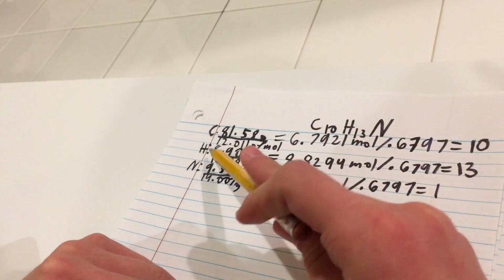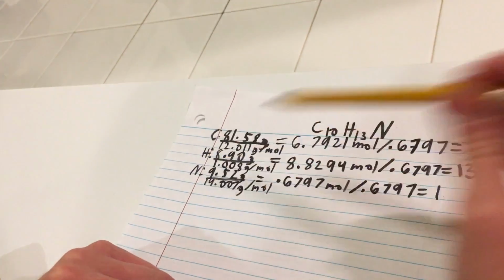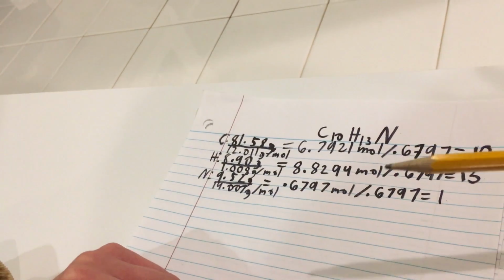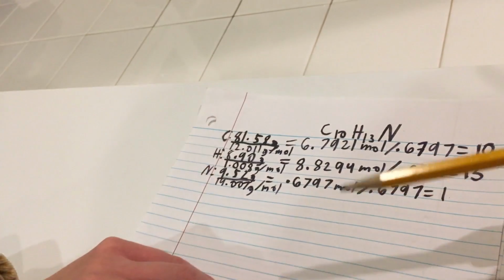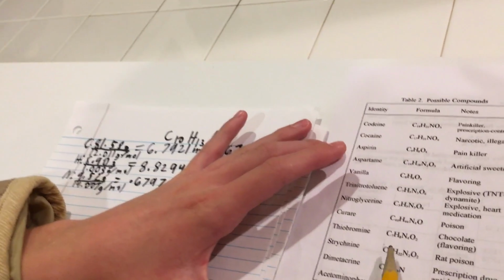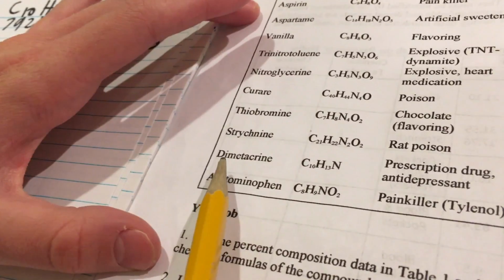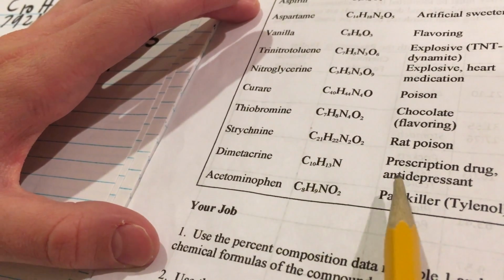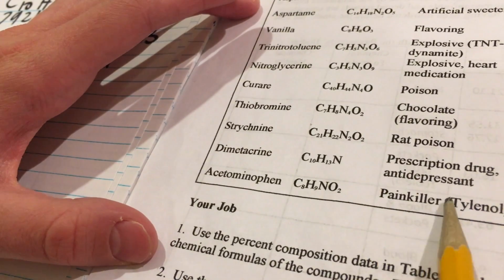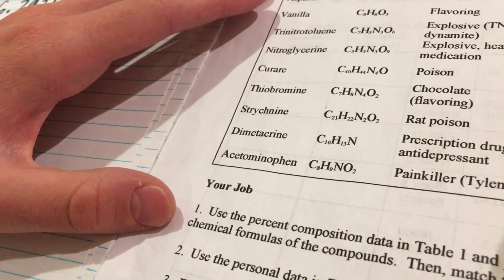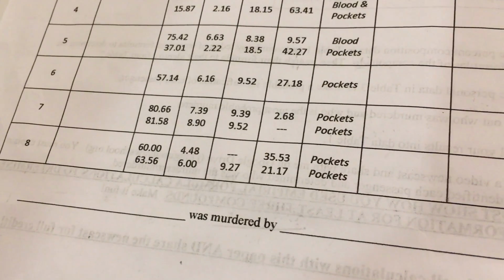So C10H13N. You don't need to put the 1, because it's unnecessary. So over here, you can see that C10H13N was a prescription drug for depression. And the person who used it was Esther Bowie.